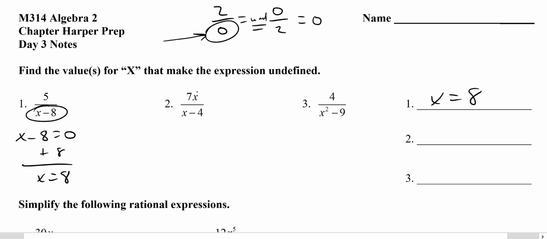Number 2, same thing. I don't care about this. That top part, 7x, doesn't matter at all. I only care about the x minus 4. So x minus 4 equals 0. Add 4 to both sides. x equals 4. That's the answer to that.